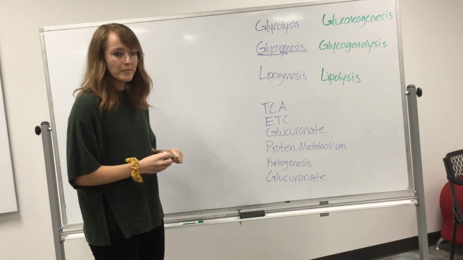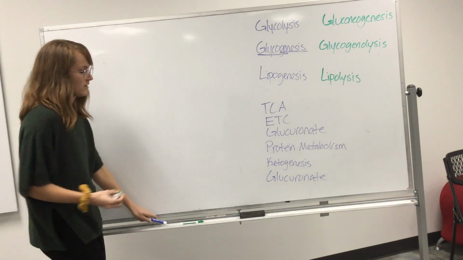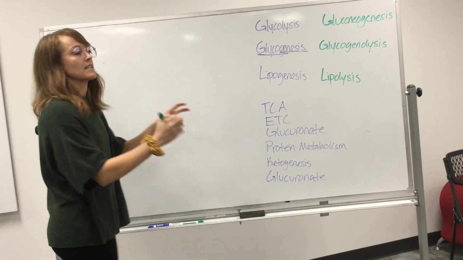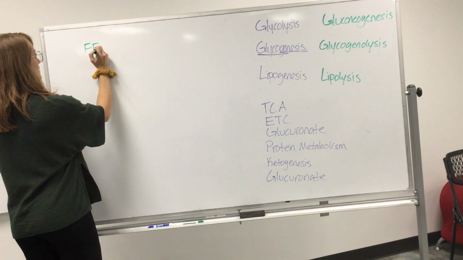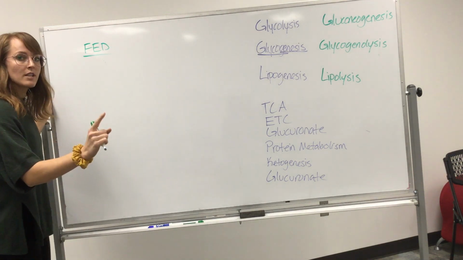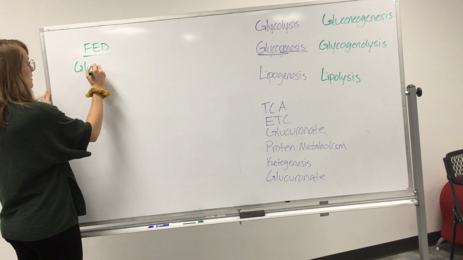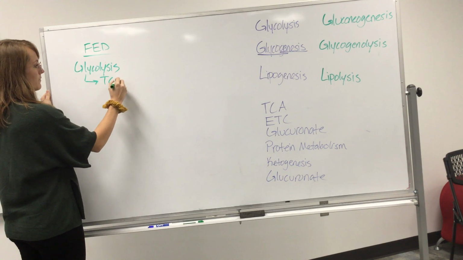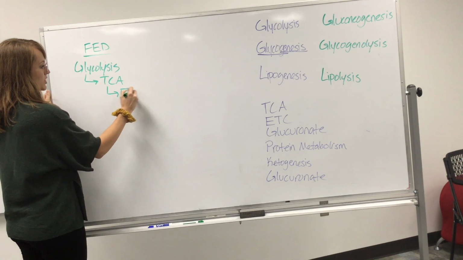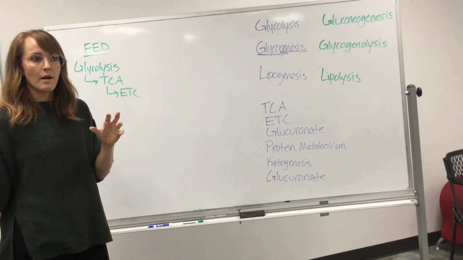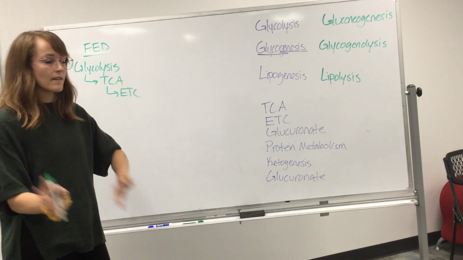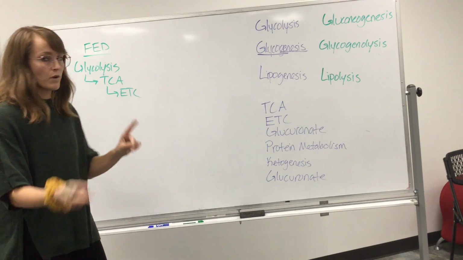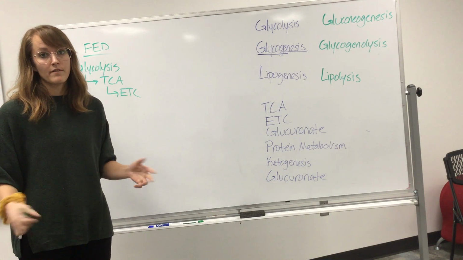So if we've just had a meal, I'm going to call it the fed versus the fasted state. So if we're fed, we're in the fed state. The first thing that's going to happen is going to be glycolysis, which is then going to feed into the TCA cycle, which is then going to feed into the electron transport chain. The point of this is to get energy quickly from our food, in the form of ATP and NADH, so that we've replenished our energy stores for our brain function, for our red blood cells, the things that never shut off.